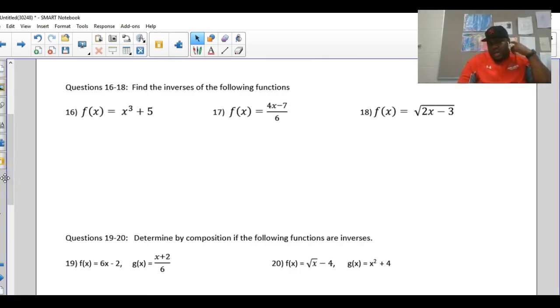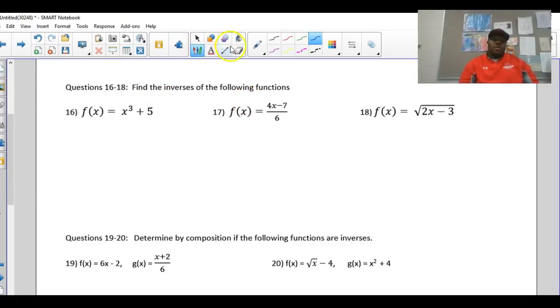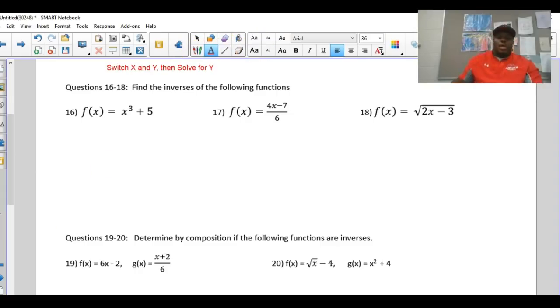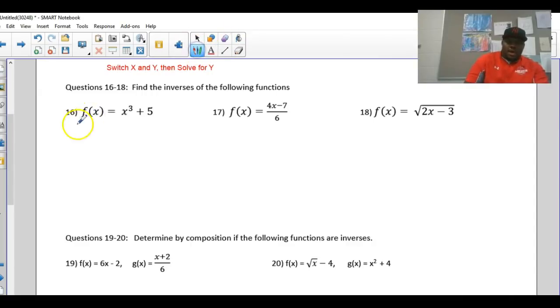Okay. Now 16. Let's see here. Find the inverses of the following functions. All right. Who remembers? I hope you remember the steps. If you don't, I'm going to add them. To find the inverses of any function, here are the steps. Switch x and y, then solve for y. So that's what we're going to do here. We're going to switch x and y.